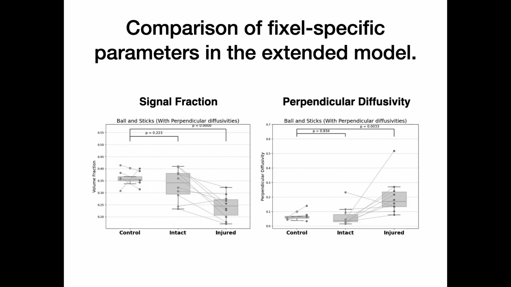Looking at the injured fibers in both plots, we see clear changes. Their signal fraction is decreased while the radial diffusivity is increased, which indicates a loss of axonal barriers in the damaged tract. This confirms that these measures are sensitive to the change of microstructure within each fiber. More importantly, the intact fibers in the lesioned animals overlap well with the control group, confirming that these estimates are fiber-specific and not mixed across fiber populations present in the same voxel.